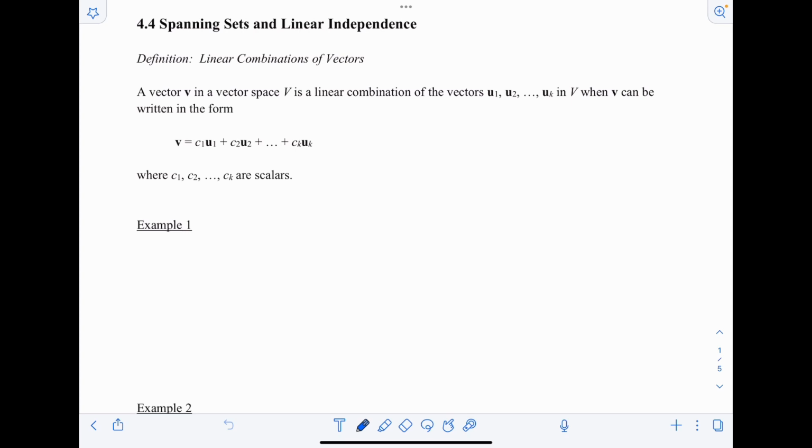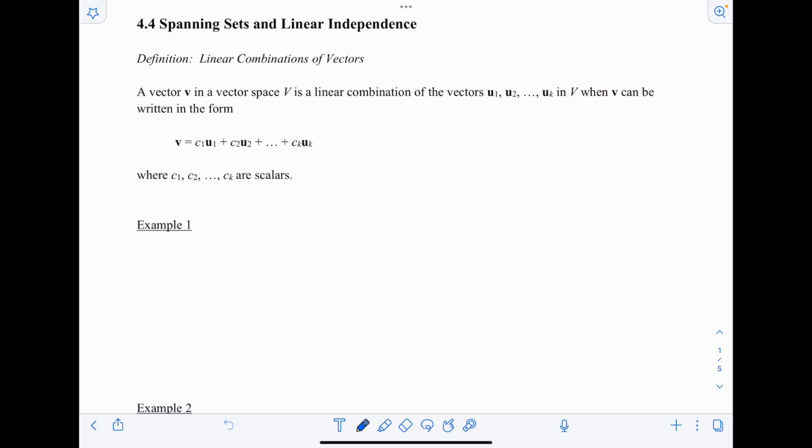This is lesson 4.4, spanning sets and linear independence. The focus of this lesson is really on that latter part, looking at what makes a vector space linearly independent. But before we get into that, we first need to look at a couple of other ideas. Firstly, what does it mean to be a linear combination of vectors? And then lead that into this idea of a spanning set. Once we have those two topics covered, then we'll dive into that whole thing on linear independence.